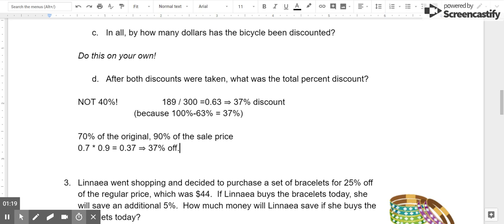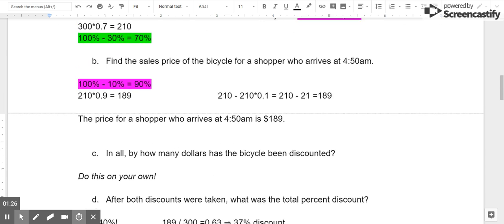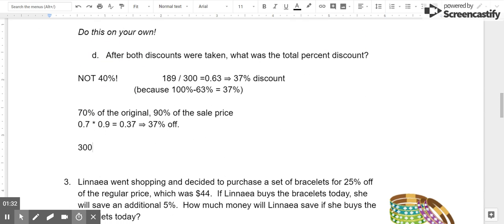If you'd like to see another example of why this works, I could start with my original 300. Once again, I'm using this strategy where I subtract the percentages first and then find my new amount. So I took my $300 that I had to pay, and first I paid 70% of that. And then after I paid 70% of that original amount, what I did was I paid 90% of what came out of that.